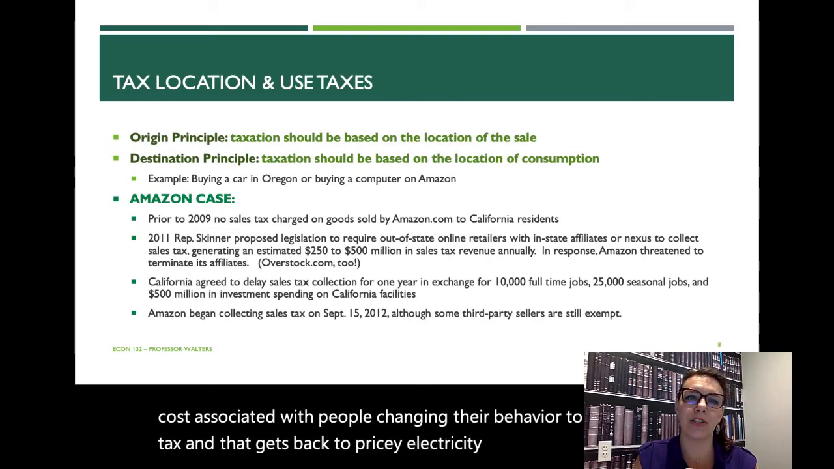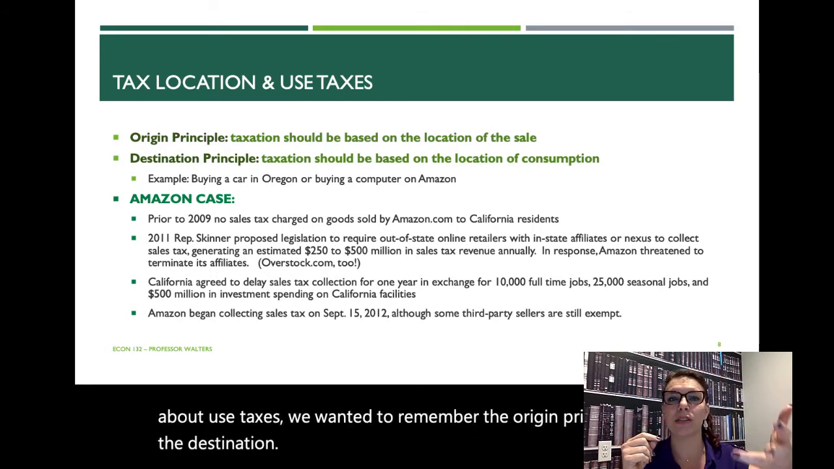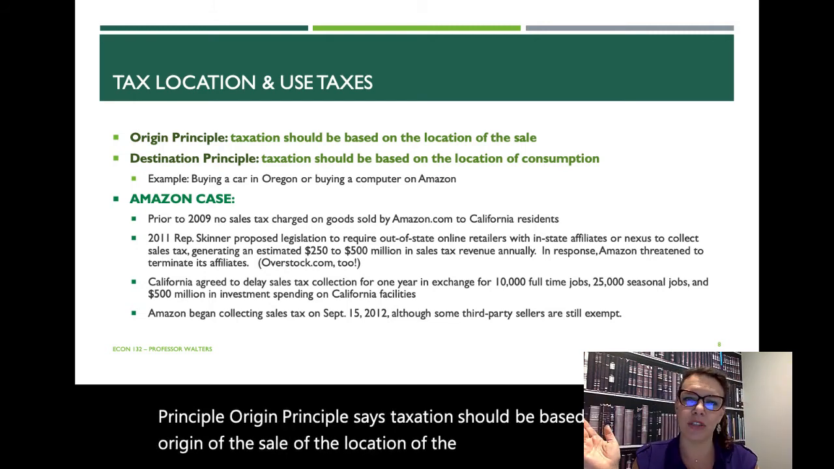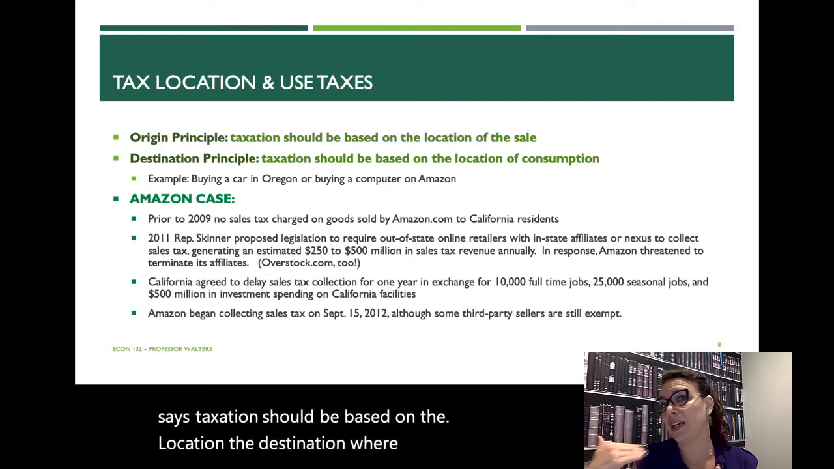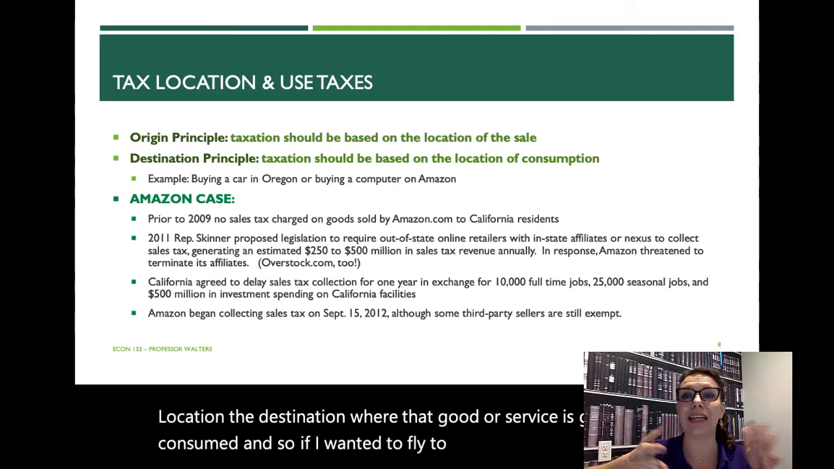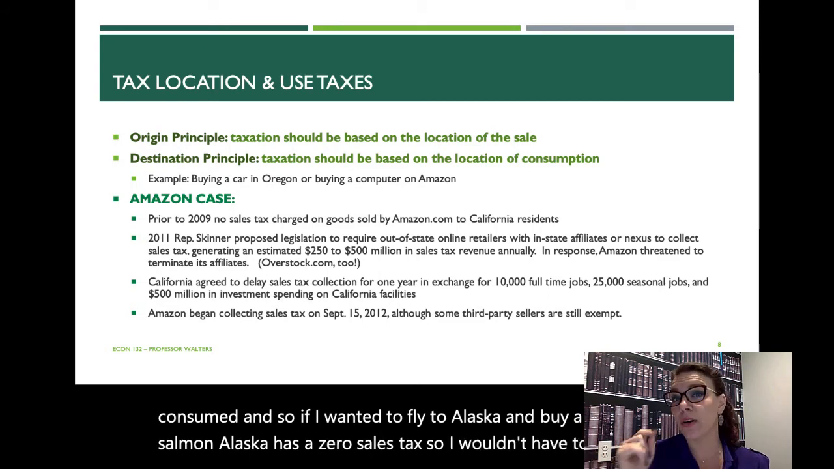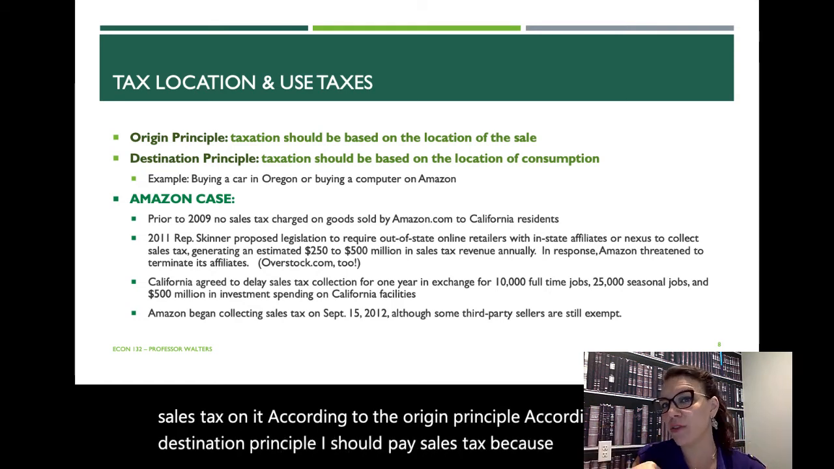When we talk about use taxes, we want to remember the origin principle and the destination principle. Origin principle says taxation should be based on the origin of the sale, the location of the sale. Destination principle says taxation should be based on the destination where that good or service is going to be consumed. So if I wanted to fly to Alaska and buy a bunch of salmon, Alaska has a 0 sales tax, so I wouldn't have to pay any sales tax on it, according to the origin principle. According to the destination principle, I should pay sales tax because I'm going to eat that salmon in California.